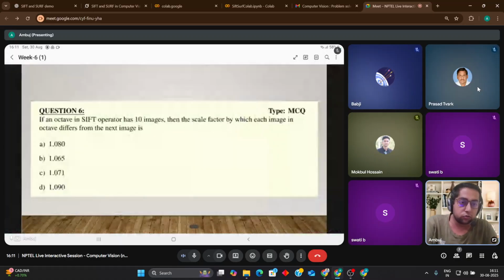Then coming to the next question, which is question number 6. If an octave in SIFT has 10 images, then what is the scale factor by which each image in the octave differs from the next image? Please try to note this particular question, and then we'll see the solution and how we can solve it.